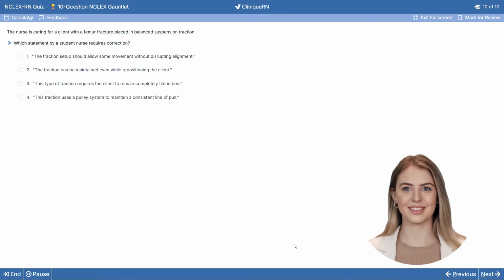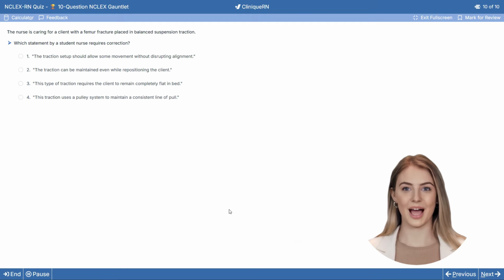All right, nurses, for the final question, I have this quick scenario for you. You're caring for a patient with a femur fracture placed in balanced suspension traction. The student nurse makes a few comments while doing rounds. One of them's wrong. Let's see if you can spot which one needs correction. Which statement by the student nurse requires correction?